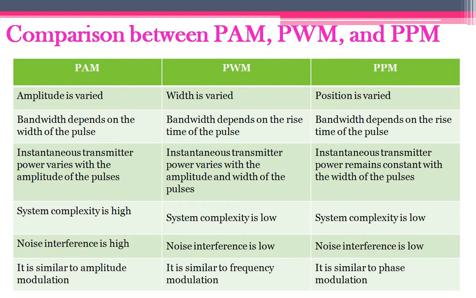When we are comparing it with PWM and PPM, the amplitude of the carrier is constant. So that's the reason noise interference is low in both PWM as well as PPM signals. Correct?